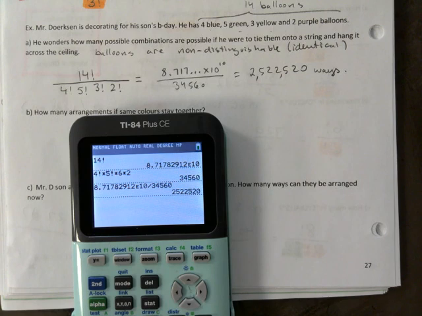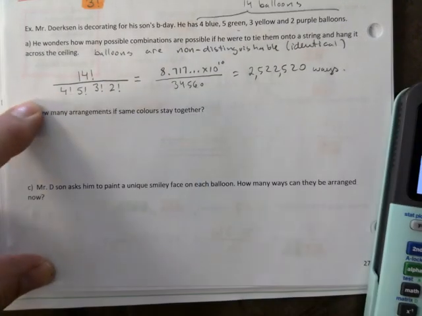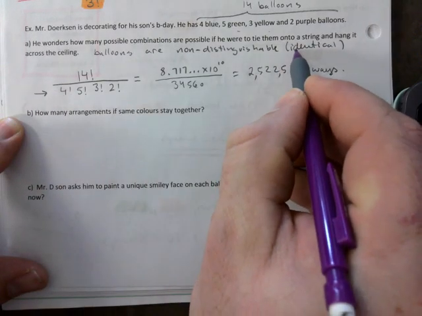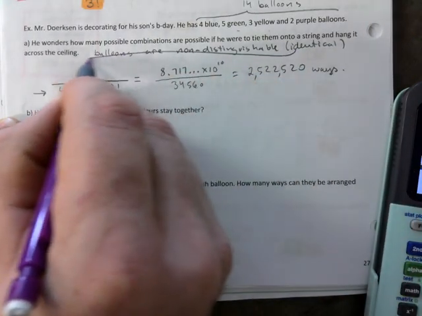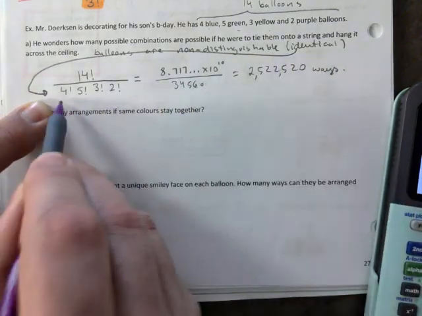So it's not 14 factorial, because if you were to shift all the blue ones, if you were to move them, it looks exactly the same. So you can't count that as a separate permutation. So we need to divide out, right? We divide out the identical objects.